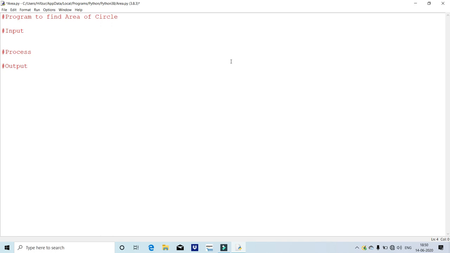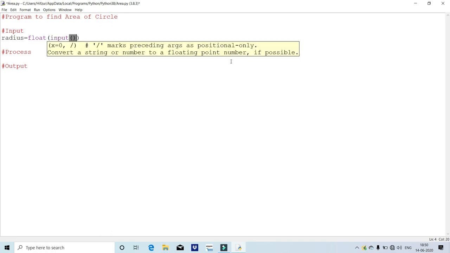So first of all, talking about input. When we are taking the input, the radius will be the input. So radius is equal to float input, prompting the user to enter the radius.